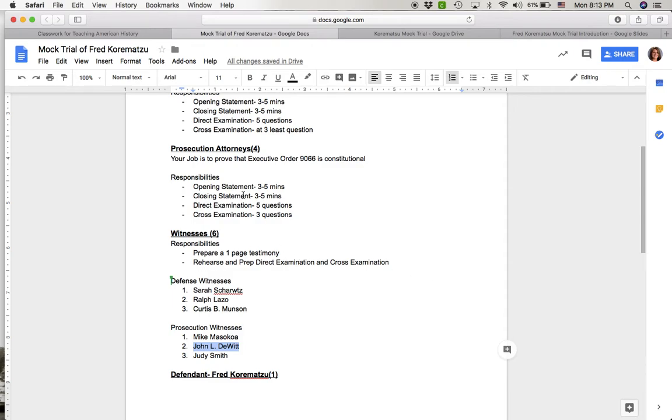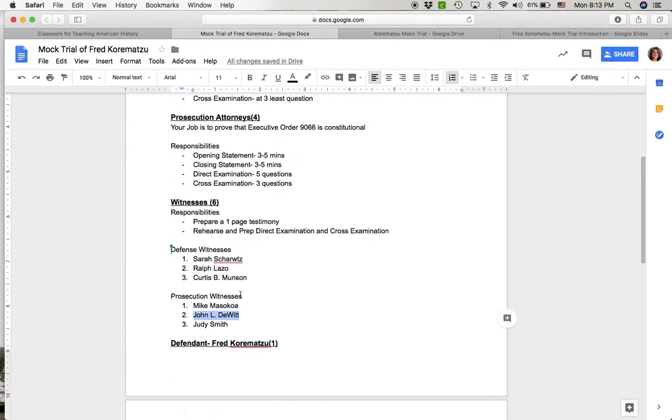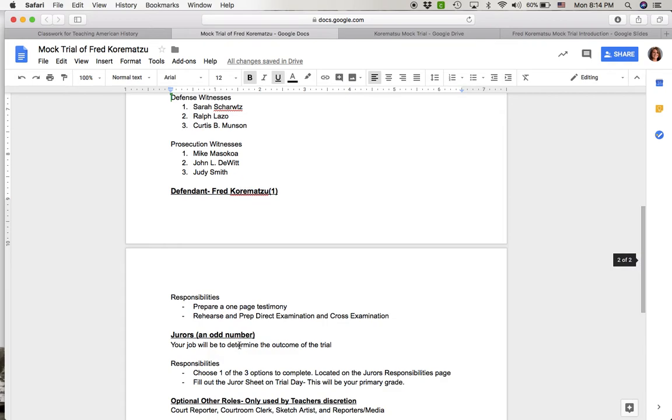So far, I've gone over the defense attorneys and prosecution attorneys. They both have the same requirements and responsibilities. I've gone over the witnesses, your 1-page testimony. That is the most important thing. Please get that done as soon as possible. And there's 3, of course, for each. And then, of course, Fred, you're also a witness, so you will have that same testimony to do as well. There will be a folder posted tomorrow to Google Classroom in which you'll turn in those testimonies, so both sides, the defense and prosecution, have access to that.